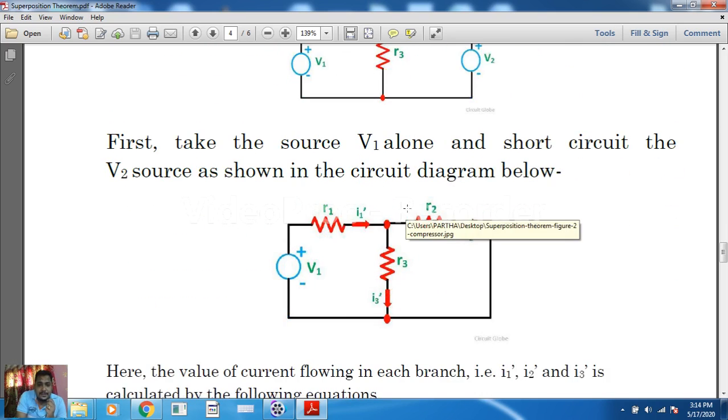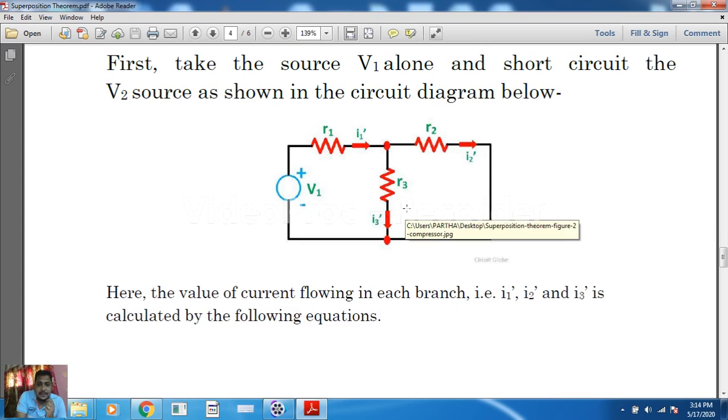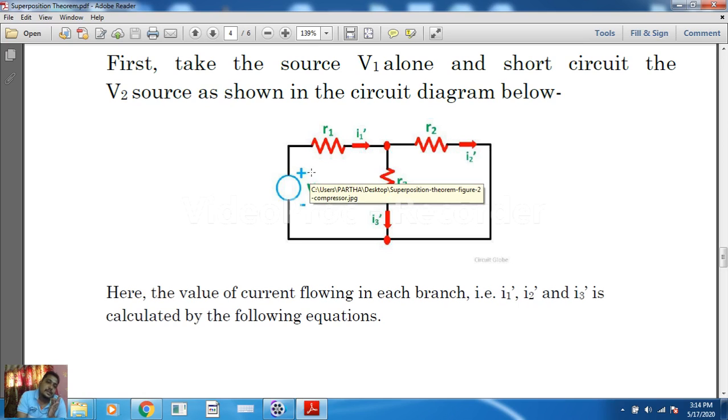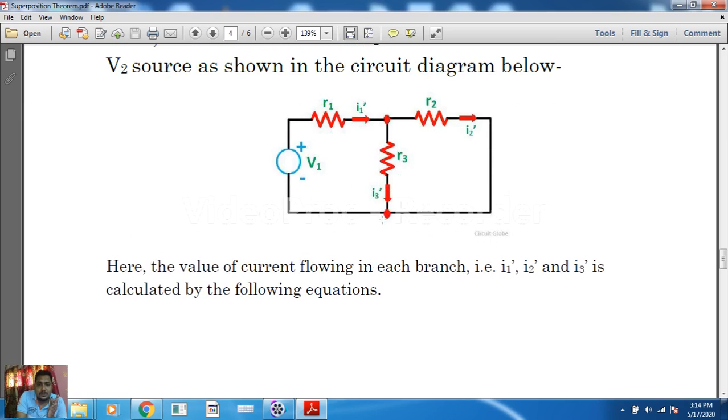For the very first case we are considering that V1 is present in the circuit, but V2 is absent. As V2 doesn't have any internal resistance, we have shorted that terminal, as you can see over there, and the current is flowing from this side to that side. The potential mentioned over there is a high potential, and this is a lower potential.